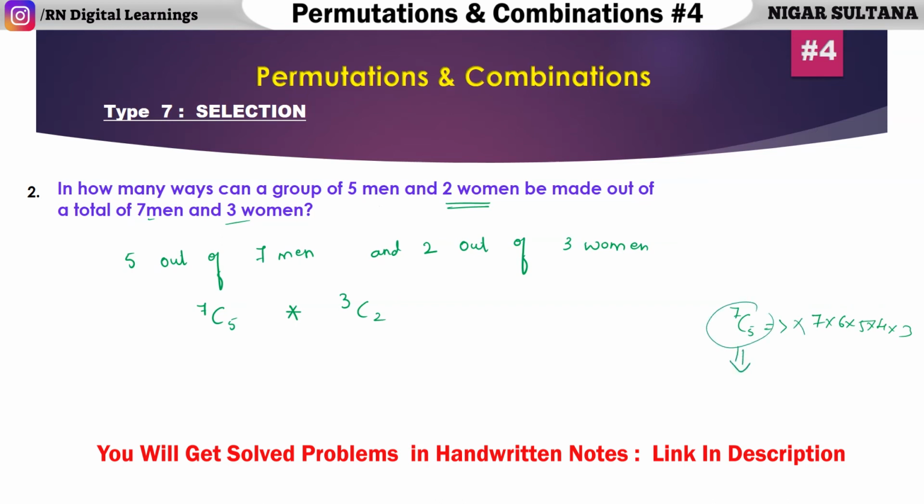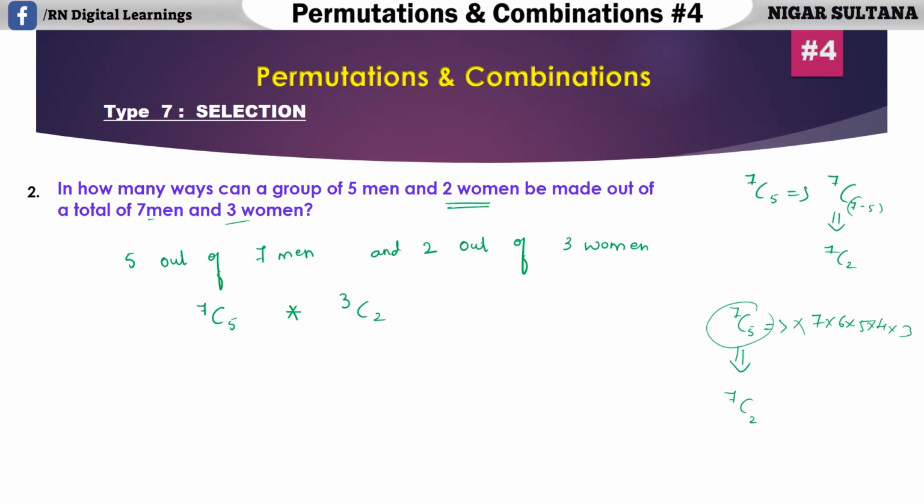This 7C5 is similar to 7C2. I have told you, 7C5 can be written as 7C(7 minus 5). So what is the value of this? 7C2. So this 7C5 can be written as 7C2. This 3C2 can be written as 3C(3 minus 2). So this is 3C1.